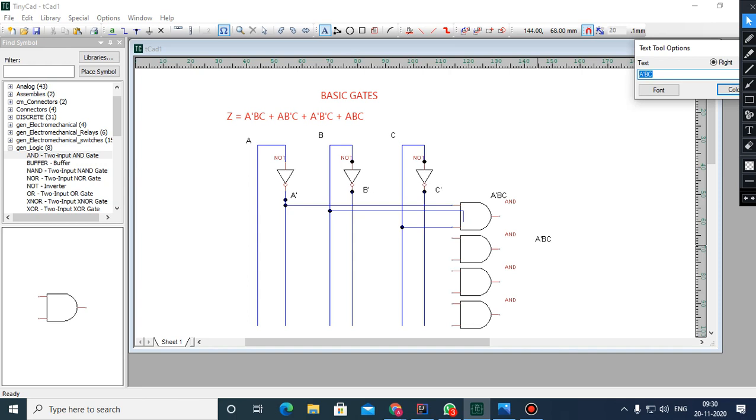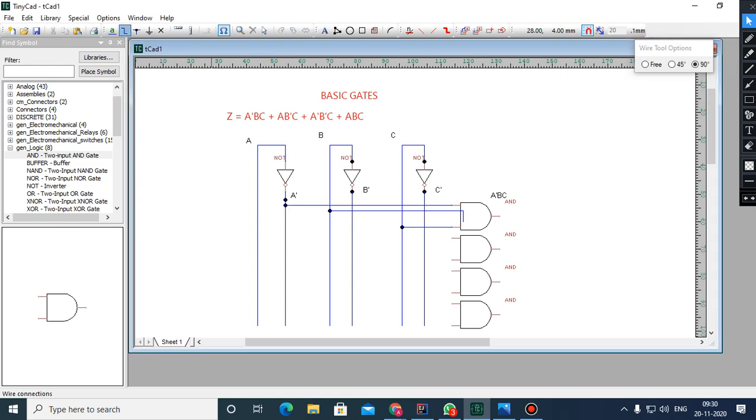So by definition, AND is a gate which receives 2 or more inputs. So here I am passing 3 inputs. I am passing A complement, B and C. So it gives the logical multiplication of these 3 terms, which is A complement BC. In a similar way, connect all the wires.